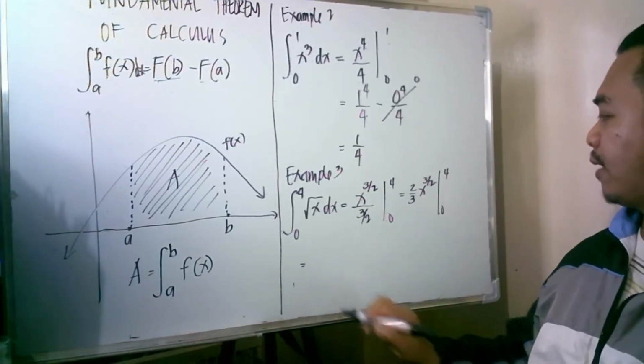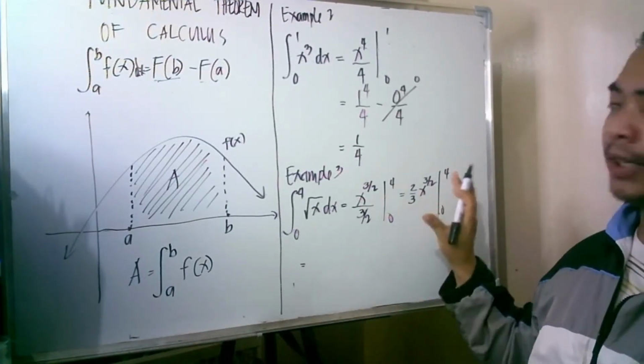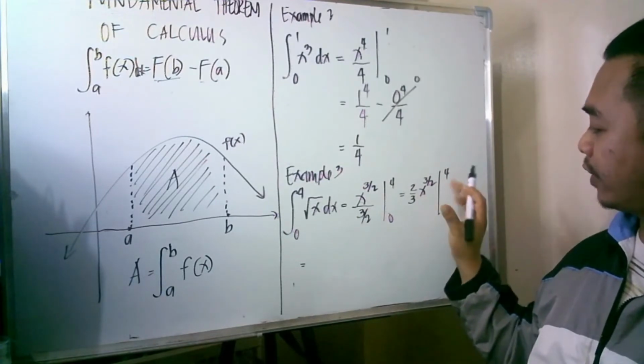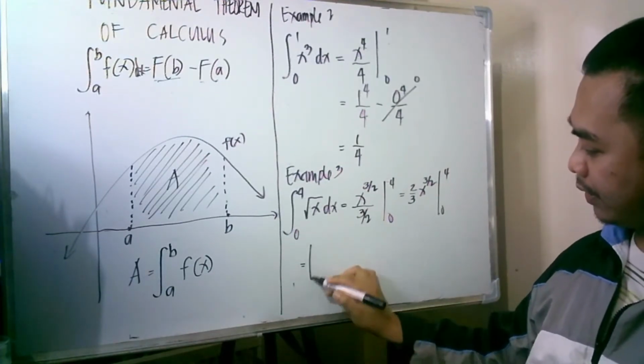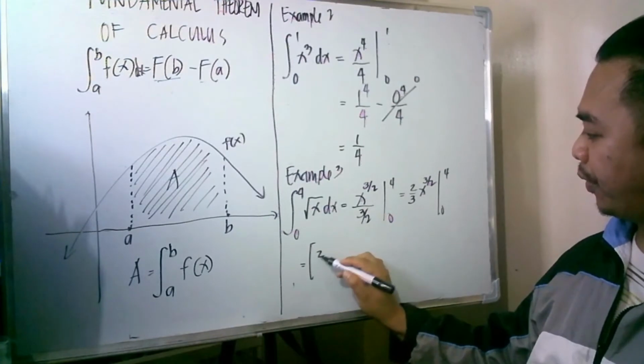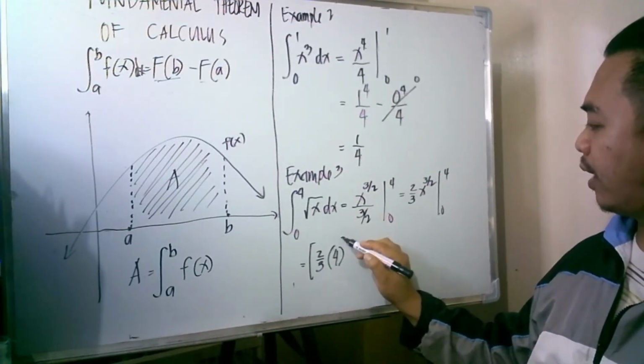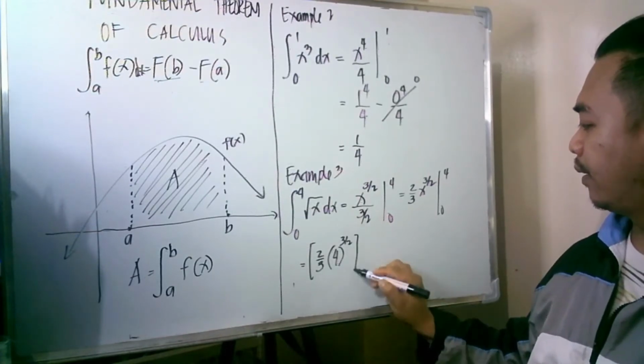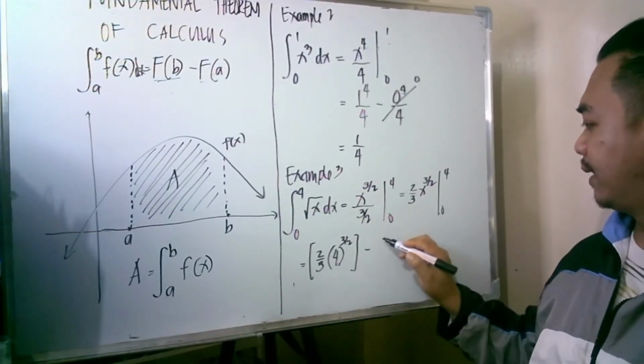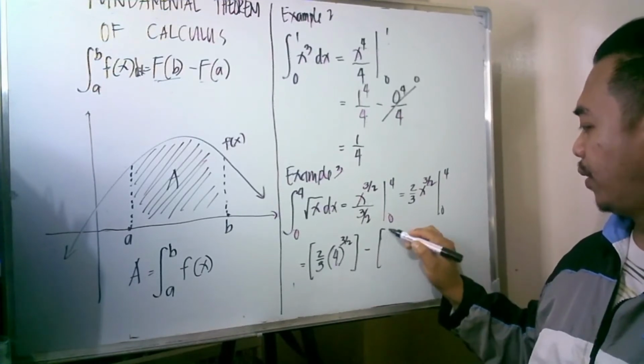So our next task is to evaluate because we are done anti-differentiating. So this is bali f of b, 2/3. Substitute natin yung 4 doon sa 3 over 2. That's it. Minus 2/3.